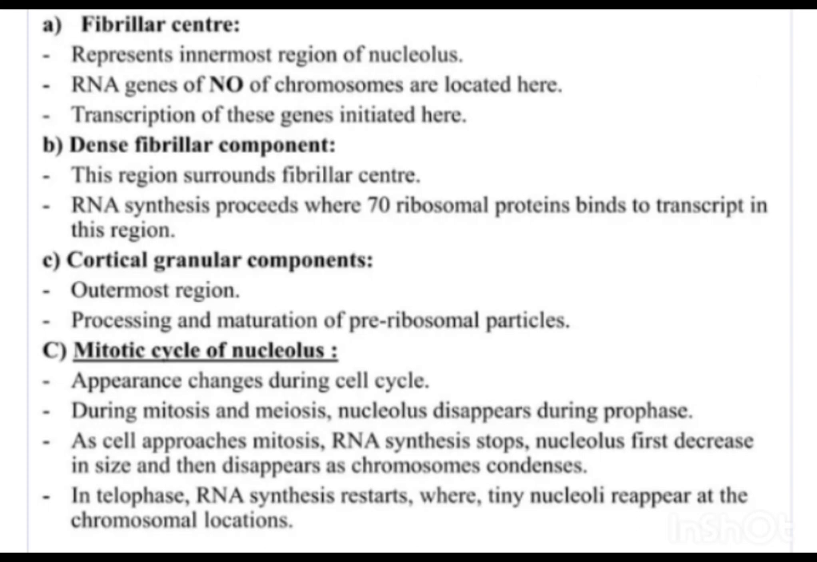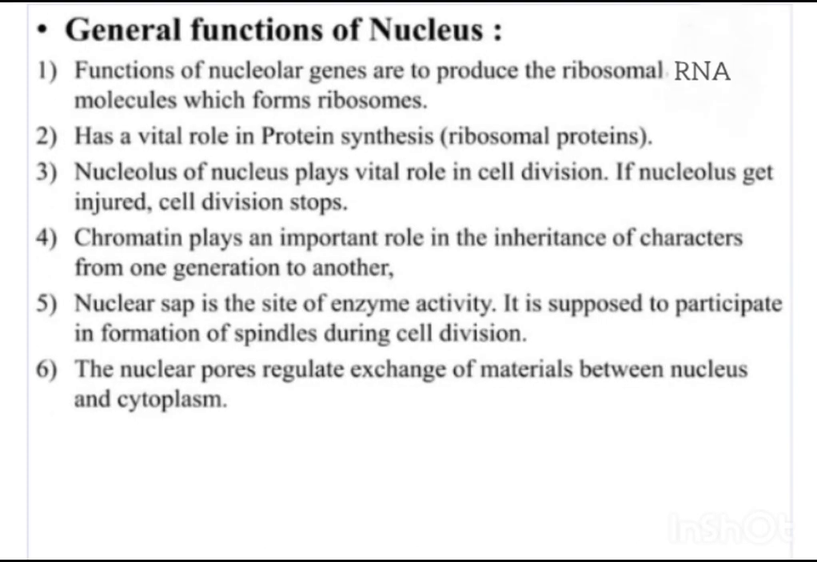Mitotic cycle of nucleolus. Appearance changes during cell cycle. During mitosis and meiosis, nucleolus disappears during prophase. As the cell approaches mitosis, RNA synthesis stops. Nucleolus first decreases in size and then disappears as chromosomes condense. In telophase, RNA synthesis restarts, where tiny nucleoli reappear at the chromosomal locations. Now we can see the general functions of a nucleus.